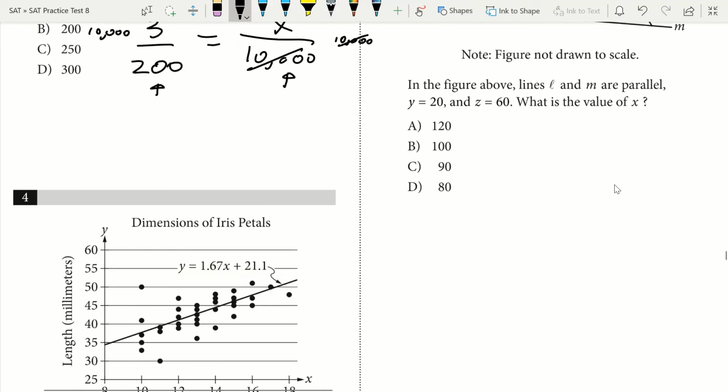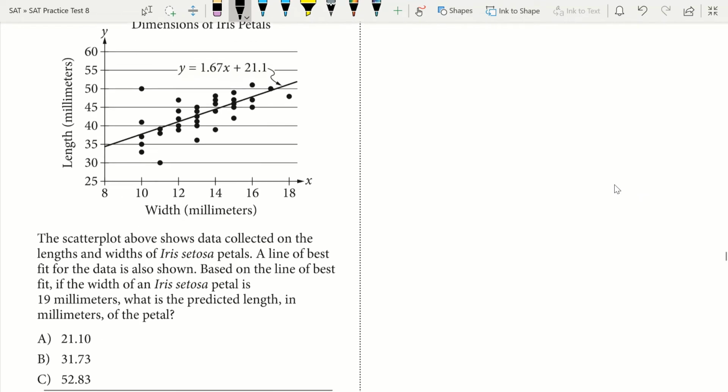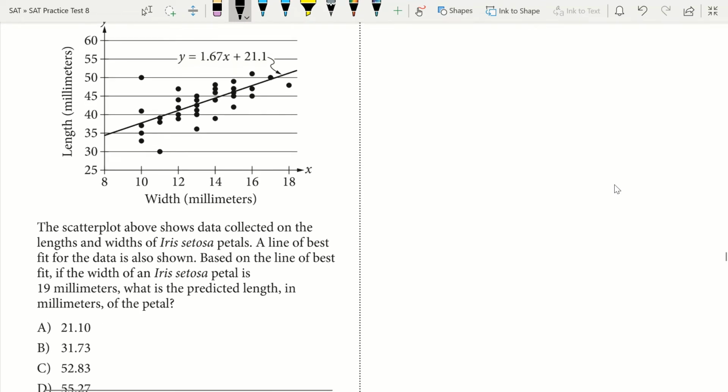All right, question 4. Dimensions of iris petals. The scatter plot above shows data collected on the lengths and widths of iris setosa petals. A line of best fit for the data is also shown. Based on the line of best fit, the width of an iris setosa petal is 19 millimeters, so that's going to be about right here. What is the predicted length in millimeters of the petal? Well, we're actually given an equation, so what we can do is plug in our width, which is 19, for x. So we're going to have 1.67 times 19 plus 21.1. And that's going to give us 52.83. So our answer is going to be C.